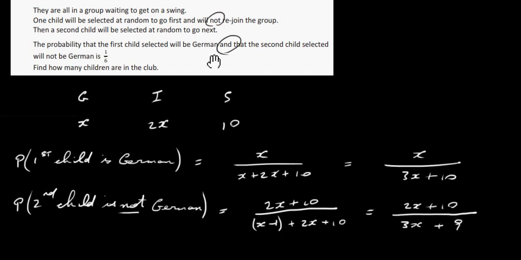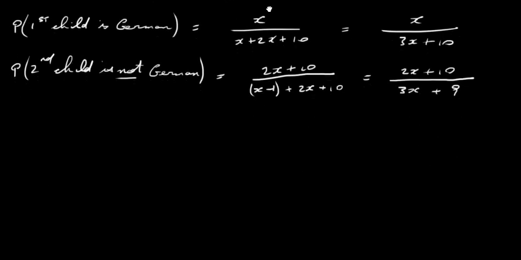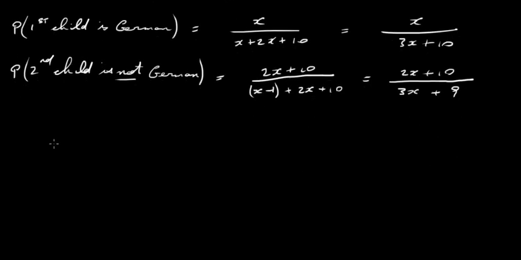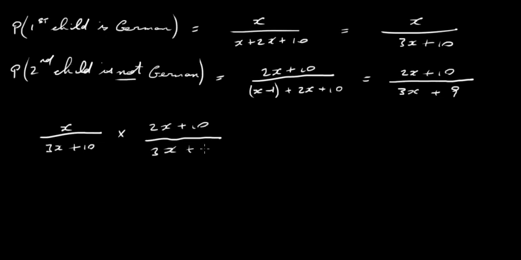Okay, so we have our two probabilities given in this sentence here. We're told that the probability of the first child selected being German and the second child not being German is 1/6. So in other words, when we multiply these two fractions, we should get 1/6. That'll allow us to work out what x is. So x over 3x plus 10 multiplied by 2x plus 10 over 3x plus 9 should give me 1/6.